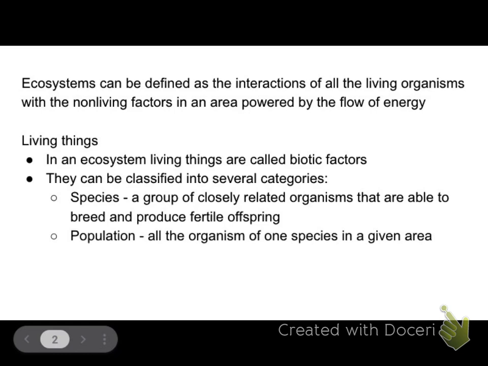Then we have a population. So if I'm looking at an area, a population is all the organisms of one species that are in that area. So if I went out and I said, let's say Creighton is the ecosystem that I'm looking at, a population of squirrels would be all of the squirrels in Creighton. If Creighton is our ecosystem, then a population is all the organisms of one species. So you can have a population of spruce trees, and that would be all the spruce trees in that ecosystem.